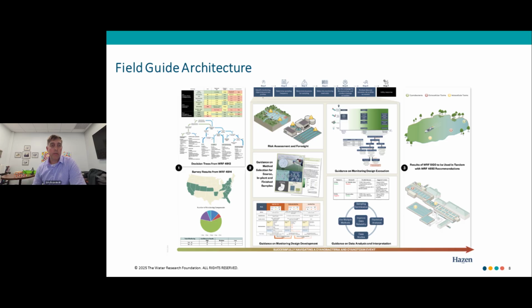The first step, as we mentioned earlier, we took results from previous projects, including 4912 and 4914, which presented guidance on decision trees and developing programs, and took utility guidance. And then we took that together and developed this project, which is here in the middle. There are some specific components of that project, including risk assessment and foresight, guidance on methods for selection of the right methods, how to implement the methods in a monitoring design development, and guidance on executing and analyzing the data.